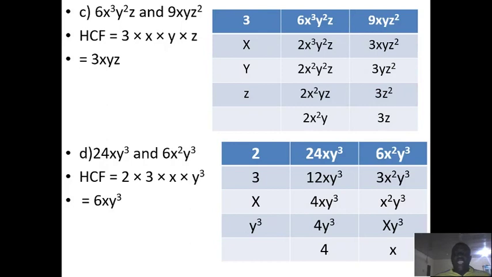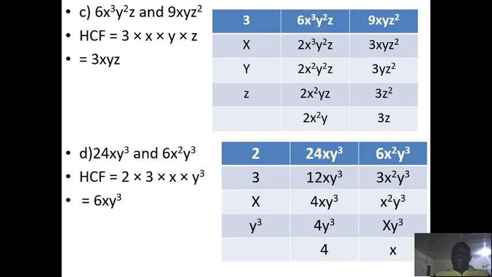So we now have what? 3 to divide 12, we have 4. And 3 into 3 will give us what? 1. So we are done with numbers. Since we have 4 and we have 1, nothing can divide them again. So we look at the next variable, which is what? X. So x into xy cubed gives us what? 4y cubed. And x into x squared y cubed will give us what?